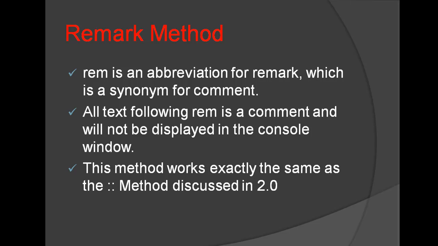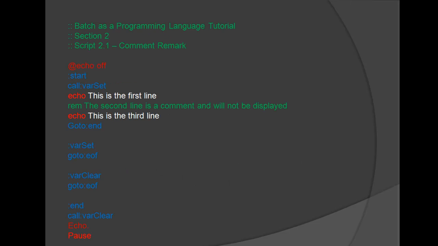Using this method, all text following REM is a comment and will not be displayed on the console window. This method works exactly the same as the :: method discussed in Script 2.0. Here is another look at the Script 2.1. If you did not before, take time now to pause the video and make changes to our batch script.